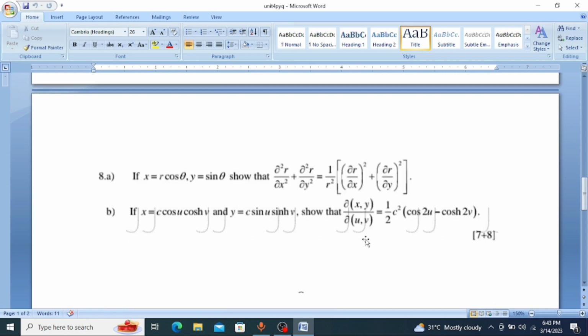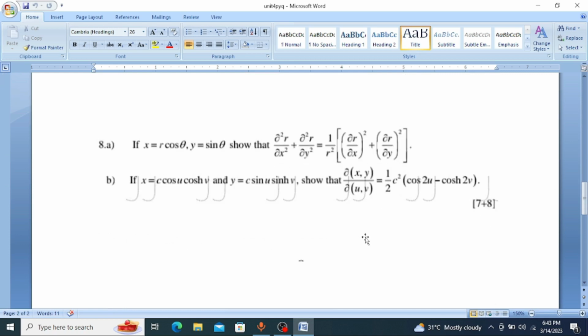And the next: if x is equal to r cos theta and y is equal to r sin theta, then show that dou square r by dou x square plus dou square r by dou y square is equal to 1 by r square of (dou r by dou x whole square plus dou r by dou y whole square). So you have to prove this. Just differentiate r with respect to x and y. So convert these two, which are in x and y, in terms of r. Then differentiate with respect to x and y. And finally you need to prove this.